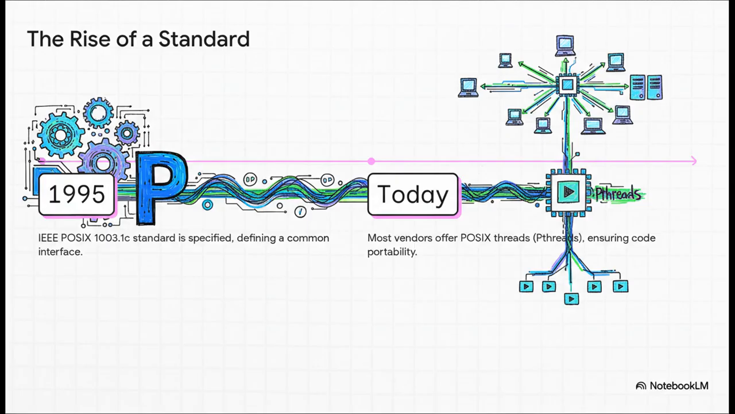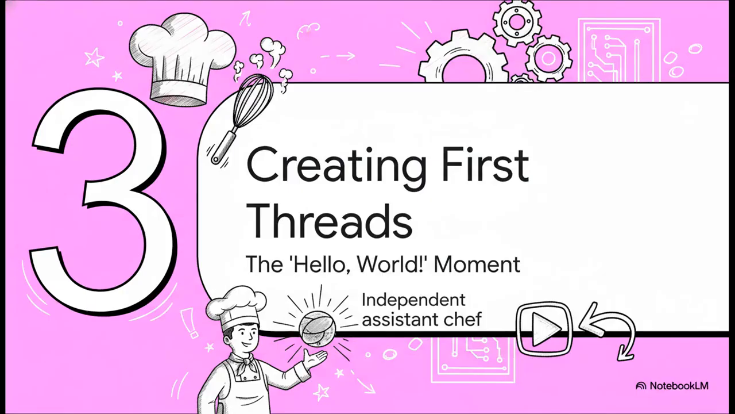So that solution finally arrived in 1995. It was called POSIX, the Portable Operating System Interface, and it gave us the Pthreads standard that is still the foundation for so much today. It means you can write your code once and be pretty darn confident it's going to run on all sorts of different systems.